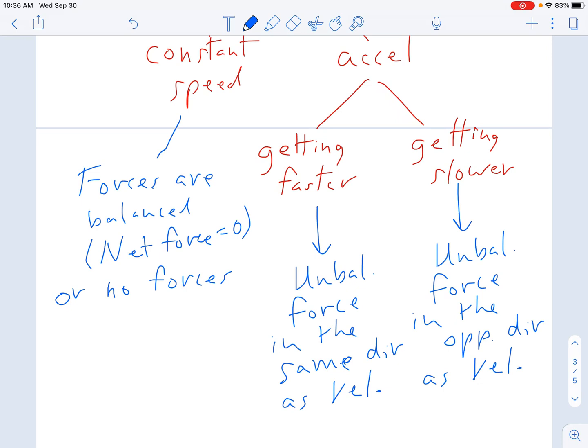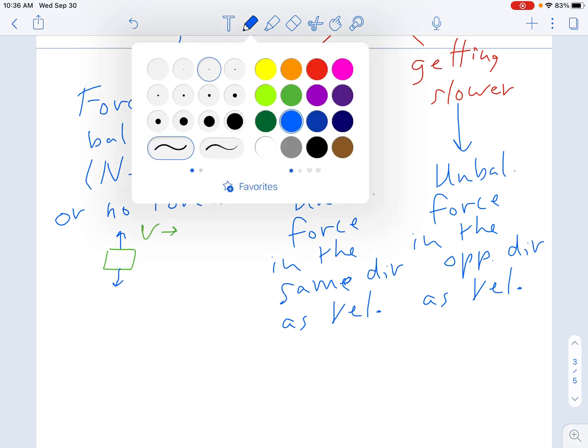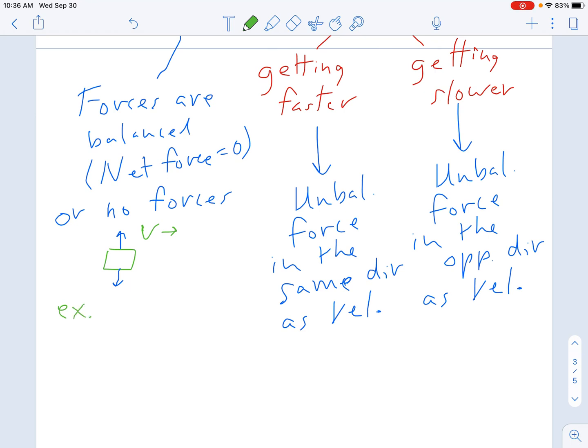And so this is basically the scenario here. If you want to stick around, I'll do some diagramming if you like that. Here we have just an object, and the object is moving to the right with some velocity. There are no forces acting on it, or if there are forces, all those forces are balanced. So it could just be balanced forces. Example, hockey puck, or I should say air hockey.